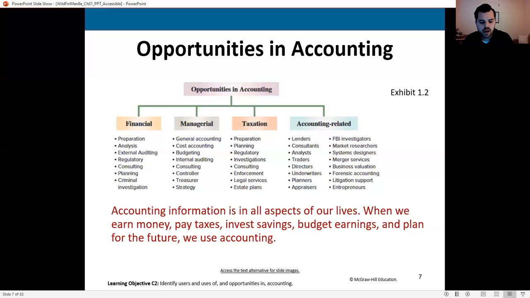You'll look at regulatory items, investigations, you'll look at consulting and law enforcement, legal services, estate planning, and then of course, accounting related. All of your banks need accountants, all of your businesses need accountants. So you'll see things like lenders, consultants, analysts, traders, directors, underwriters, planners, and appraisers, and on and on and on, right? There are so many different things you can do with an accounting degree.